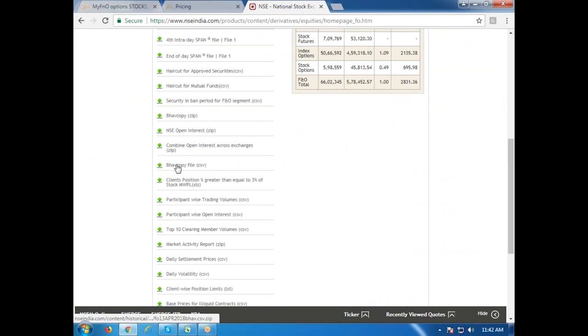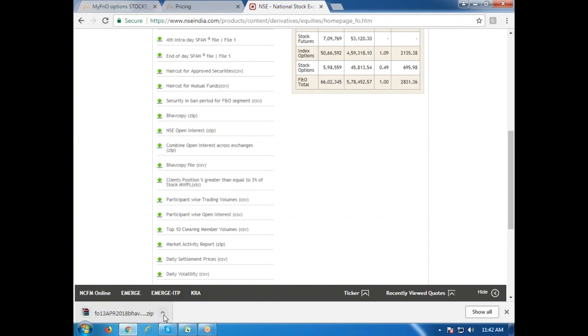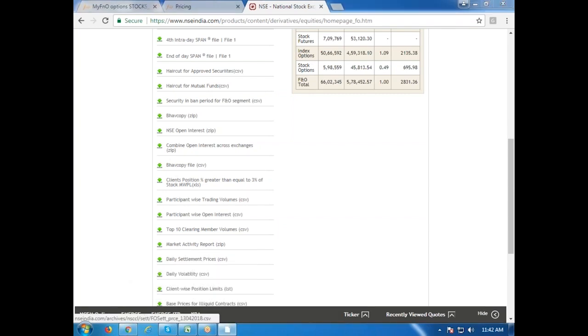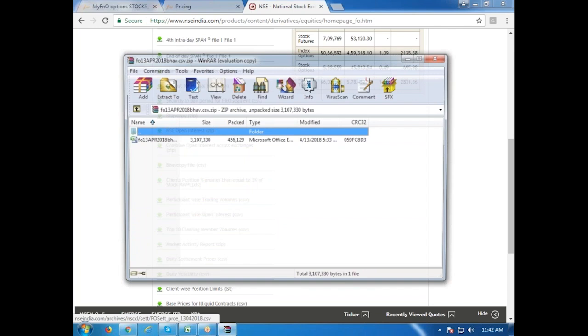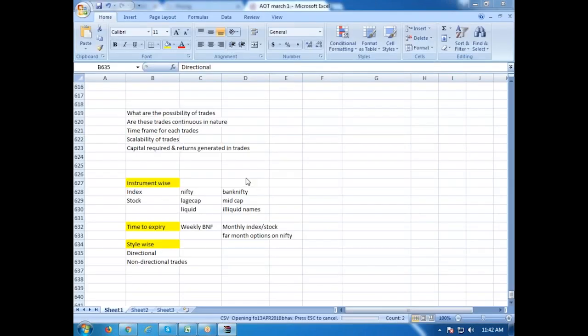In the days when I didn't have this MyFNO, then we used to do Bhav Copy analysis from this place only. So you put the filters there.